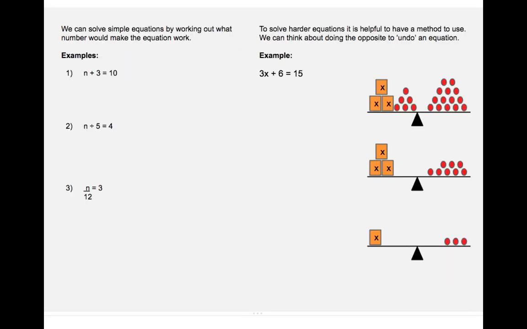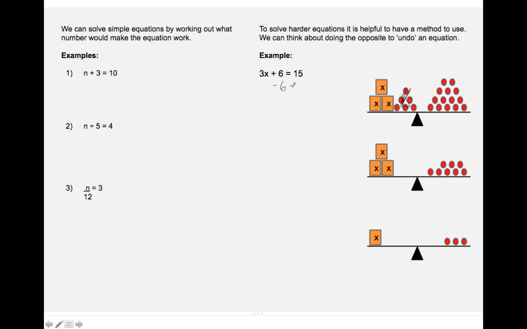Right, so there's another way we can look at solving equations. We don't have to write out the function machine and work backwards every time. If you look at this example here, I've got 3x plus 6 equals 15. Here's my 3x plus 6, and on this side I've got 15. Now, the first thing I can do is take away 6 of these. If I take away the 6, I'll just be left with the x's, won't I?